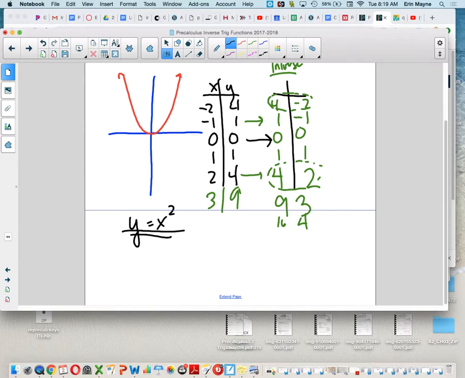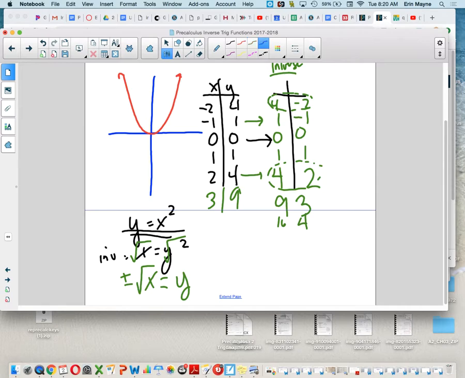I flip x and y, which would give me x equals y squared. And then I what? As is, that would be poor form. Solve for y. So how would I solve for y? Square root. So I'm going to square root here and square root here. So I get y, and technically I get plus or minus the square root of x.